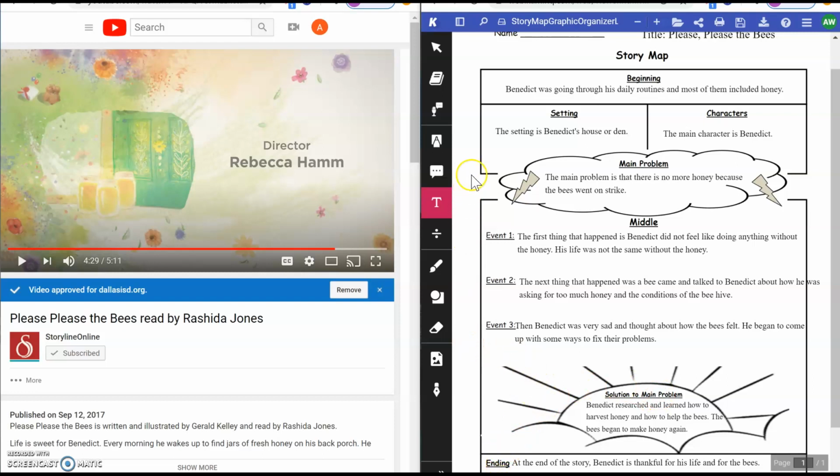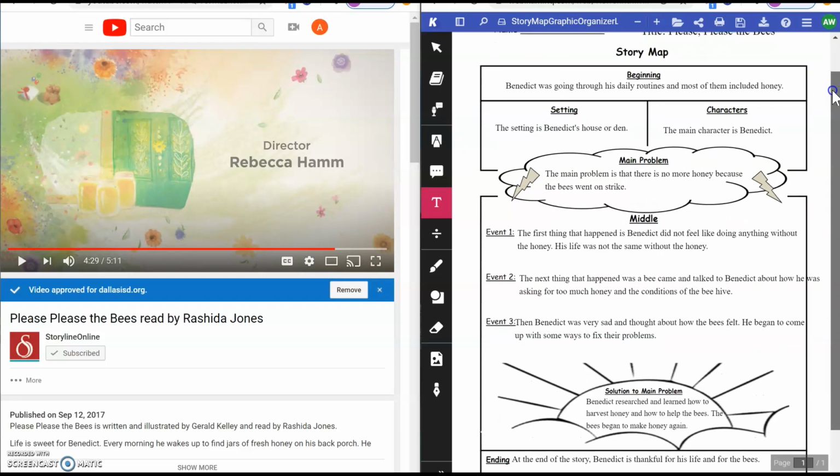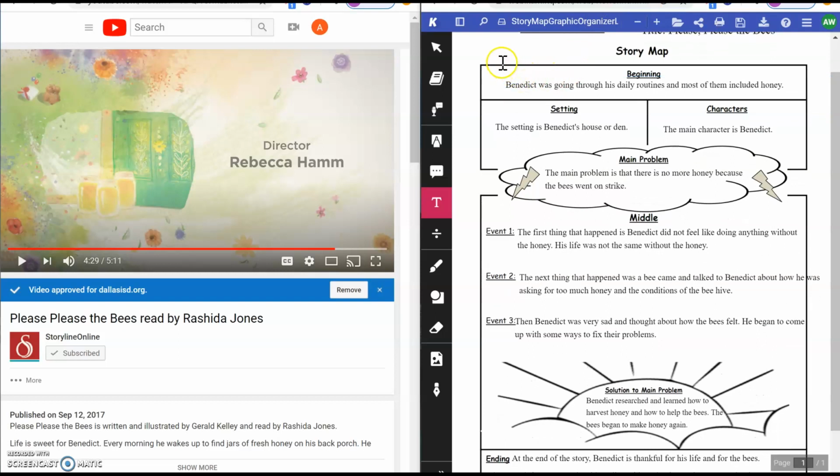So let's go through our story that we just read. So this story was called Please Please the Bees. In the beginning, and I'm retelling the story in my own words, Benedict was going through his daily routine, and most of it included honey, because he's a bear and he just loves honey. So the setting was at Benedict's house, and he's a bear, so it could have been his den. So the setting is Benedict's house or den.